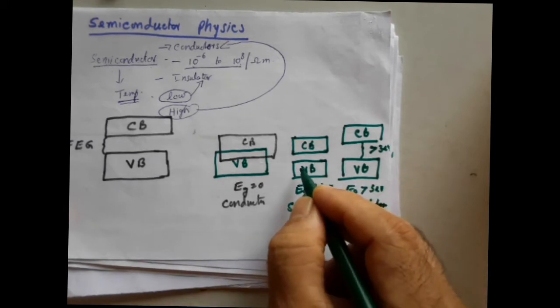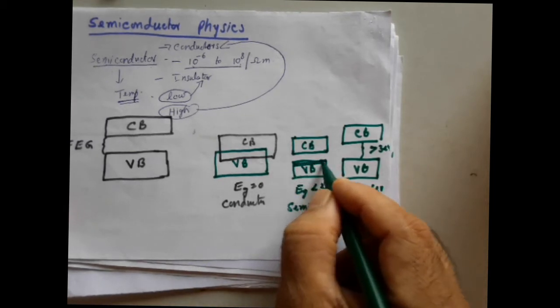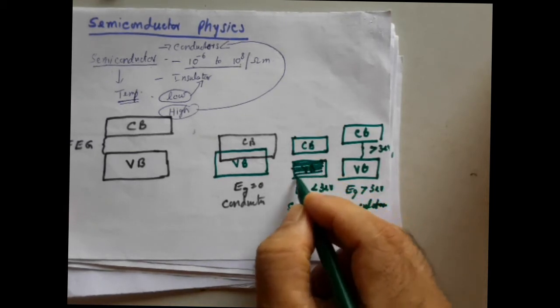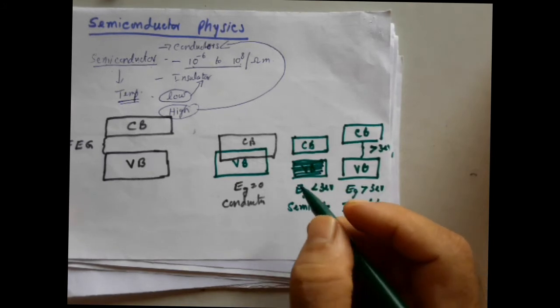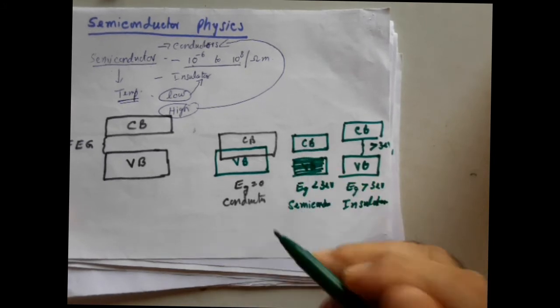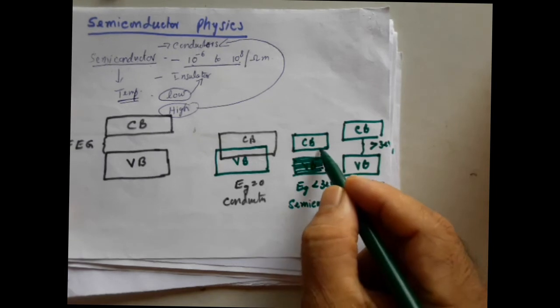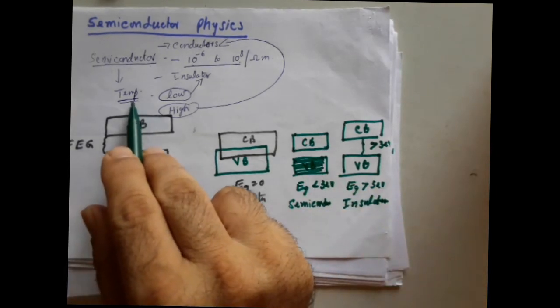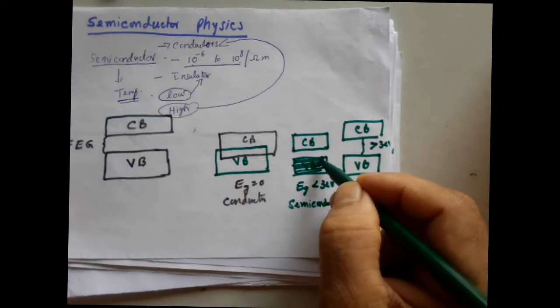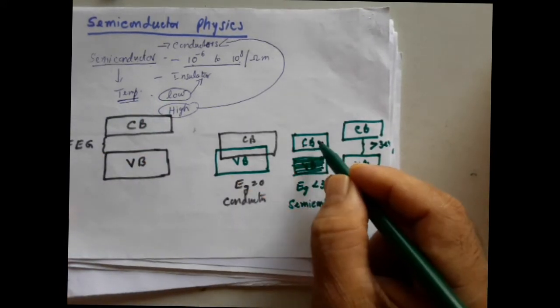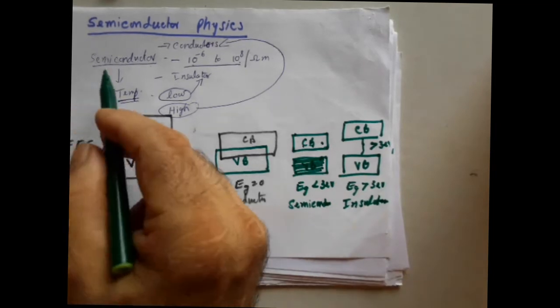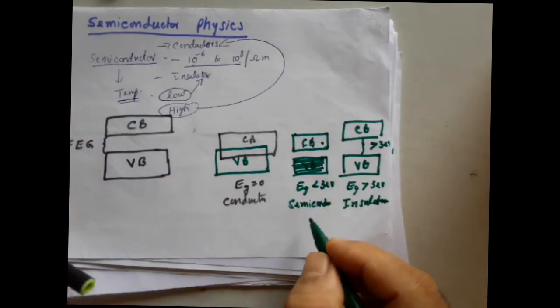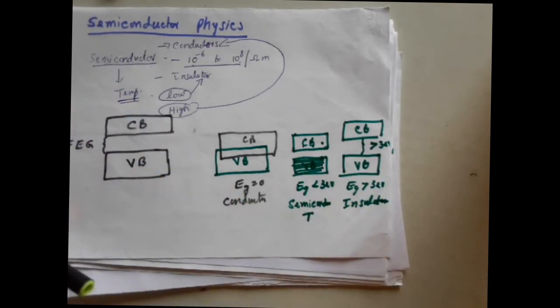So at absolute 0 Kelvin, we know that the valence band is completely occupied by electrons, while the conduction band is empty. But as there is a small gap between the two, at a temperature above 0 Kelvin, it is possible that the electrons are able to jump here and they are able to conduct. Hence, the conductivity of a semiconductor purely depends on the temperature.